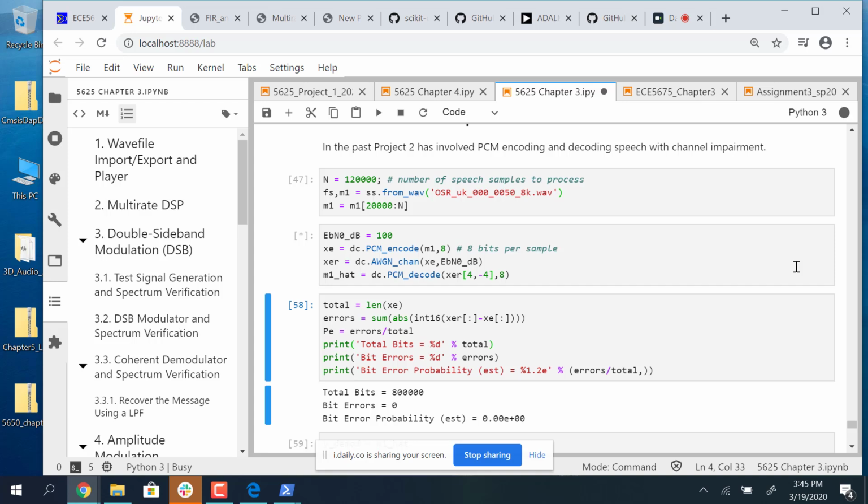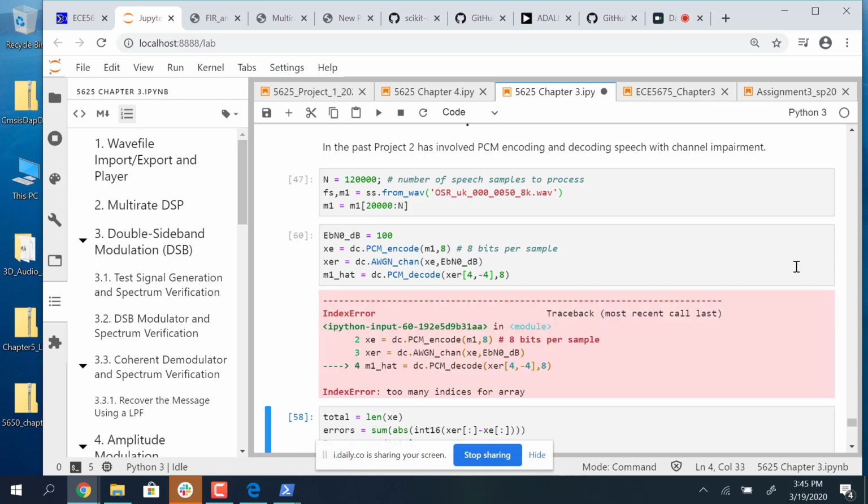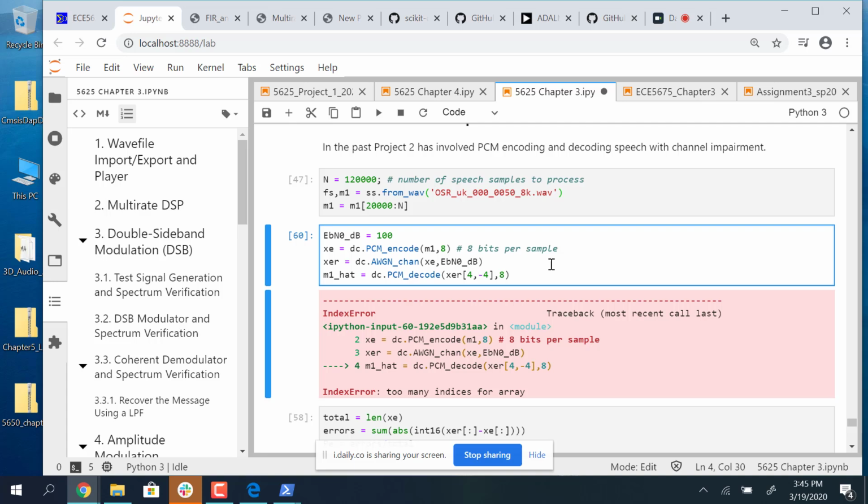Really, really slow. Oops, I used the wrong notation. I needed to use the colon operator in here. So now I got to start this over again.